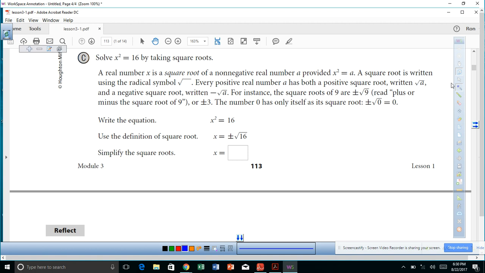The number 0 has only itself as its square root. Plus or minus the square root of 0 equals 0. And what they're saying here, plus or minus 3: 3 times 3 equals 9, and -3 times -3 equals 9. So write the equation, x squared equals 16. We're going to take the square root of both sides. So x equals plus or minus the square root of 16. Well, the square root of 16 is 4, so that's plus or minus 4.